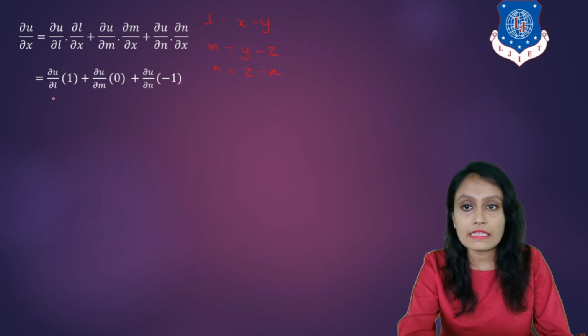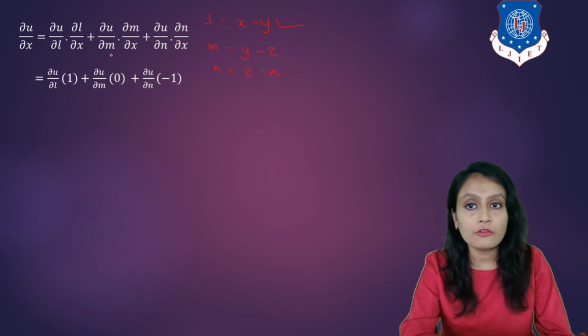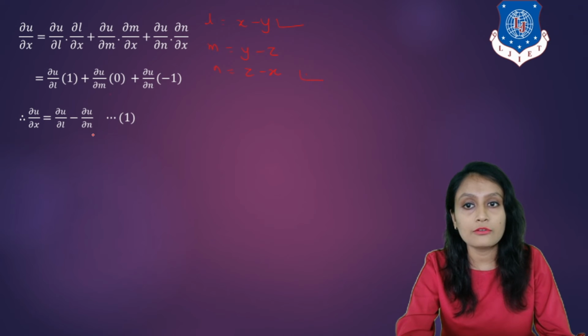Let's see. So del u by del x, as we have discussed, it is written here. Okay, now we know what is l. l is what? x minus y. m is what? y minus z, and n is what? z minus x. Okay, del u by del l as it is. Derivative of l with respect to x is what? 1 from this. Okay, then del u by del m as it is. Derivative of m with respect to x, and y and z are constant, so the answer is 0. Next one, del u by del n as it is, and derivative of n with respect to x, so it will come minus 1 from this. Okay, here we will keep y and z as constant. Simplify this, so you will get del u by del l minus del u by del n.